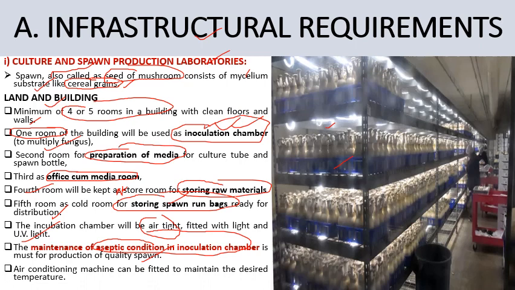Then an air conditioning machine can be fitted to maintain the desired temperature. And apart from this, to maintain the temperature we use an air condition machine, basically to provide controlled temperature conditions for production of mushroom.